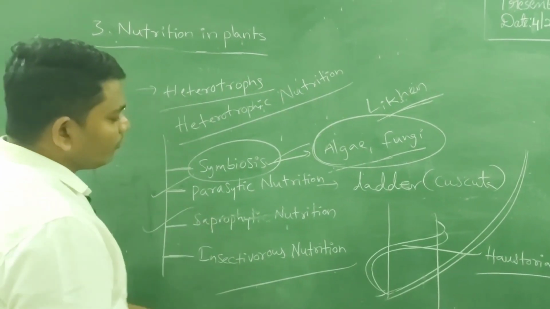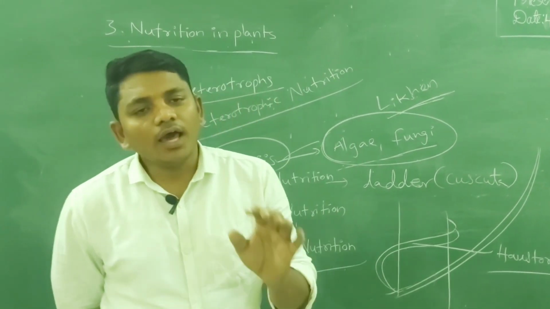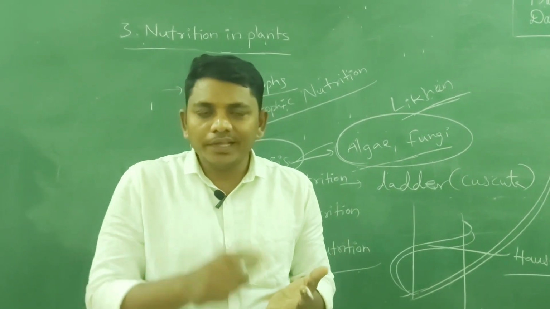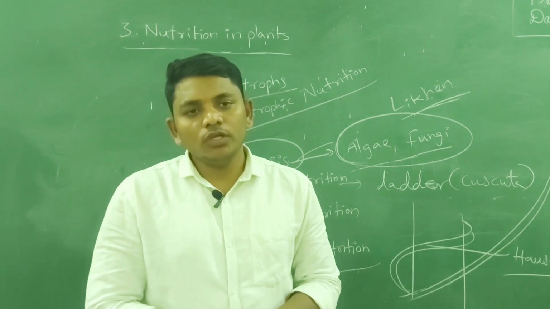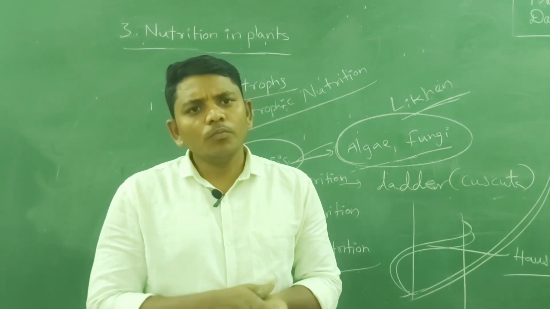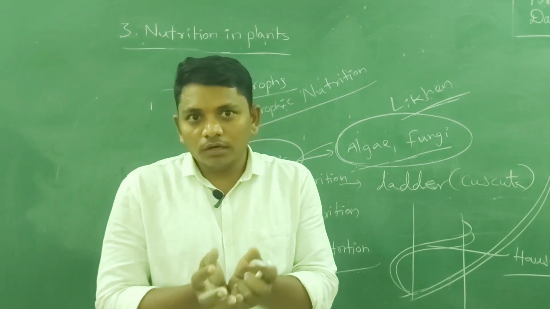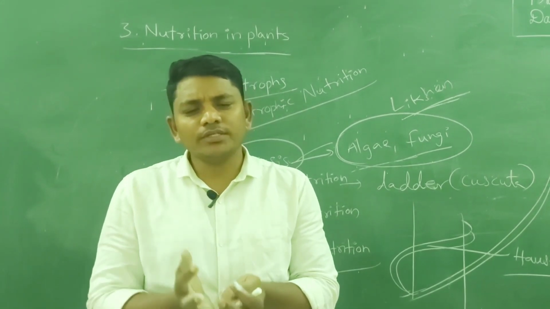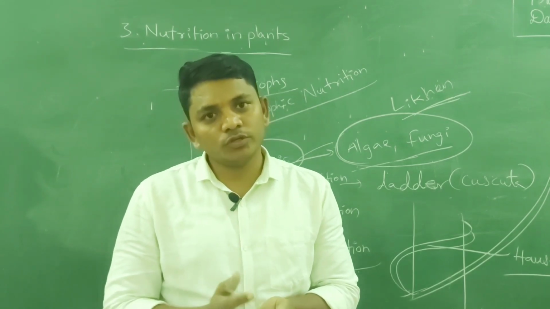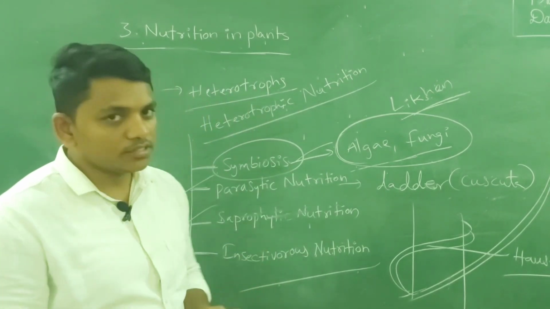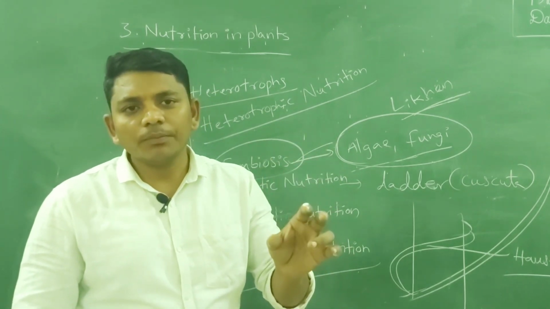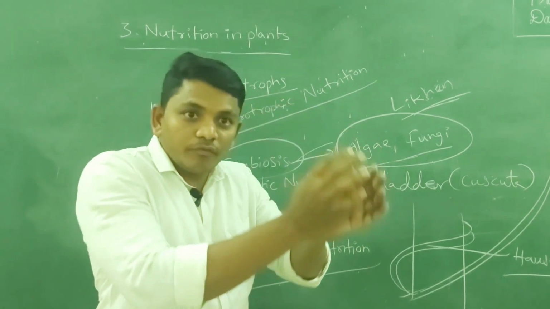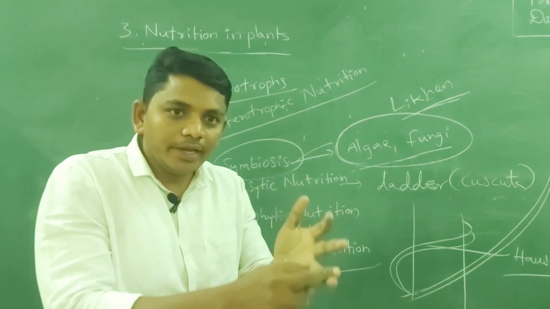And third one is saprophytic nutrition, in which organisms depend on dead and decayed plants and animals. You know, mushrooms generally grow where dead and decayed plants or animals are available. Then we can find mushrooms. Saprophytes are organisms that depend for their food on dead and decayed organisms.